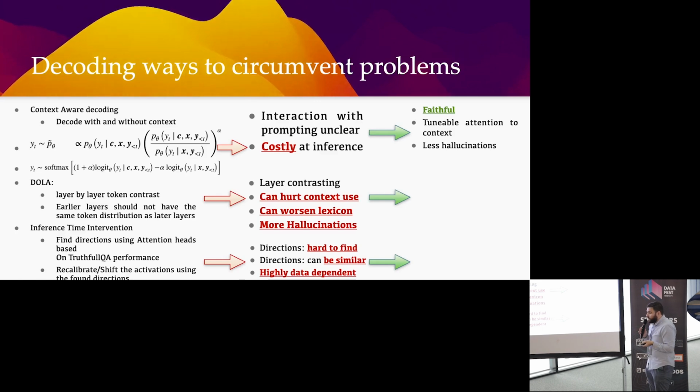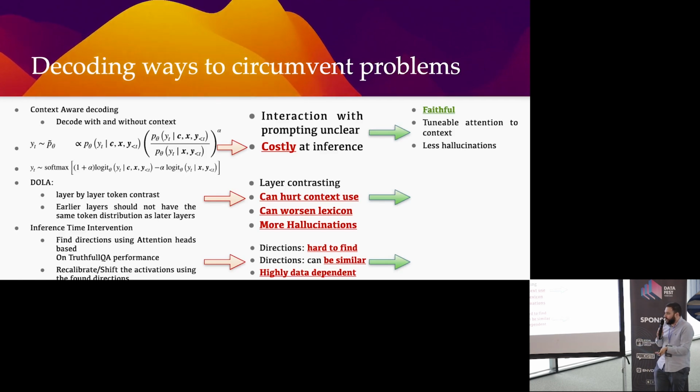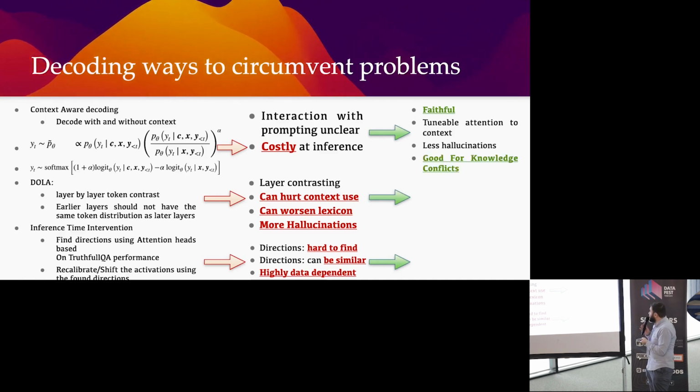With context-aware decoding, you explicitly condition on the fact that I generated once without the context, and now I generate to avoid that. So you're forcing yourself to be more faithful. It's tunable to attention, and it causes fewer hallucinations, as the facts show. It's good for knowledge conflicts.